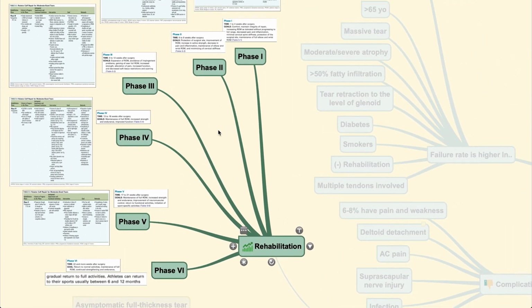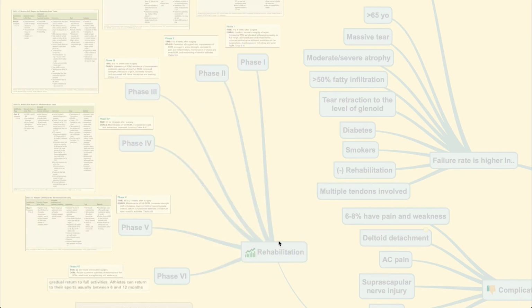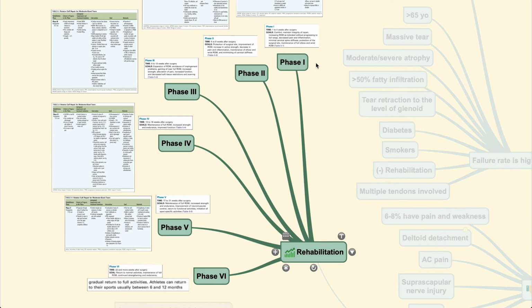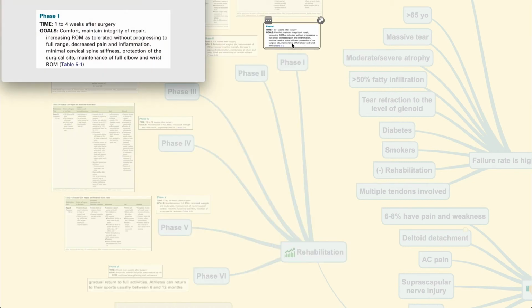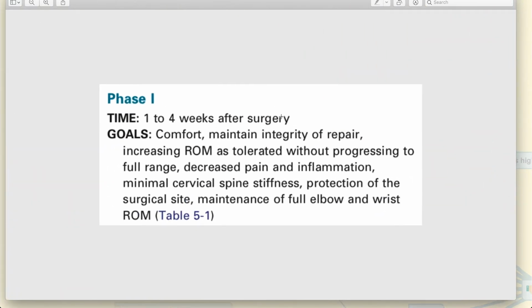Rehab goes on in certain phases, and this varies according to various authors. Some would use a more simplified algorithm of rehabilitation, but here I'm going to show you a 6-phase rotator cuff tear rehabilitation. The first phase goes from 1 to 4 weeks following the surgery. The goals here are to maintain comfort for the patient, maintain the integrity of repair, and to increase the range of motion as tolerated without progressing to any full range of motion.